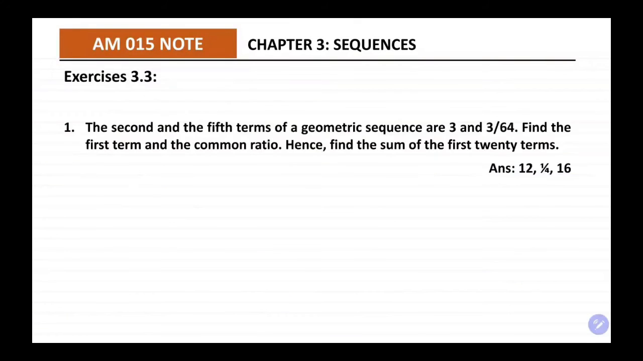This question is for your exercise. If you have any problem, you can ask your lecturer.